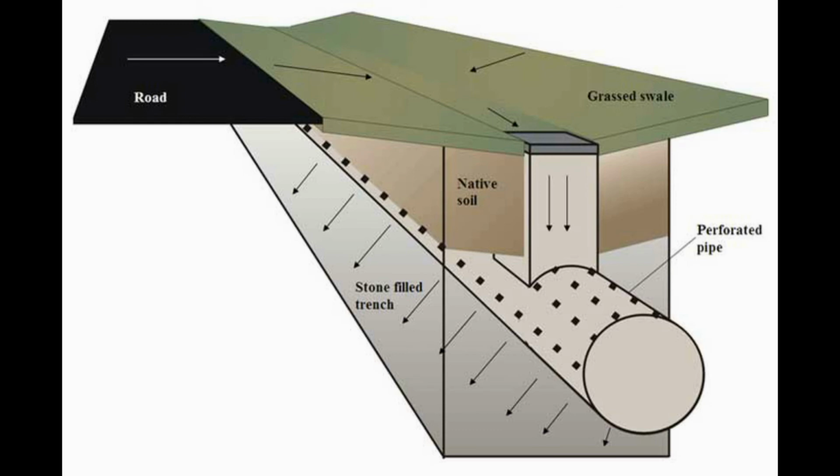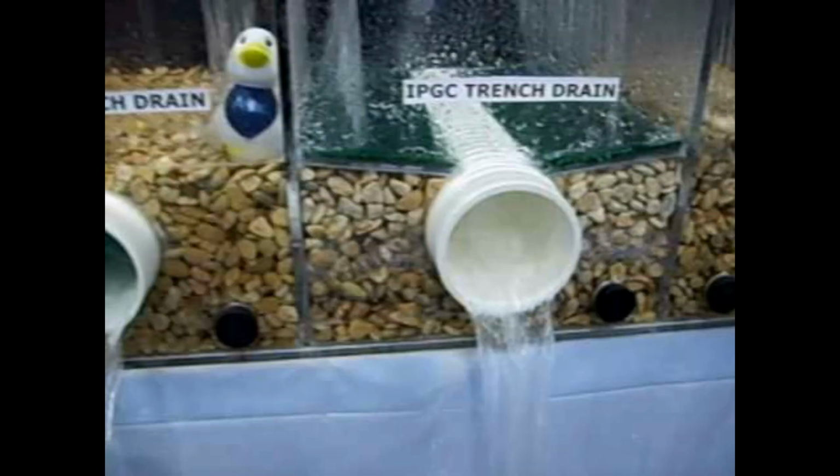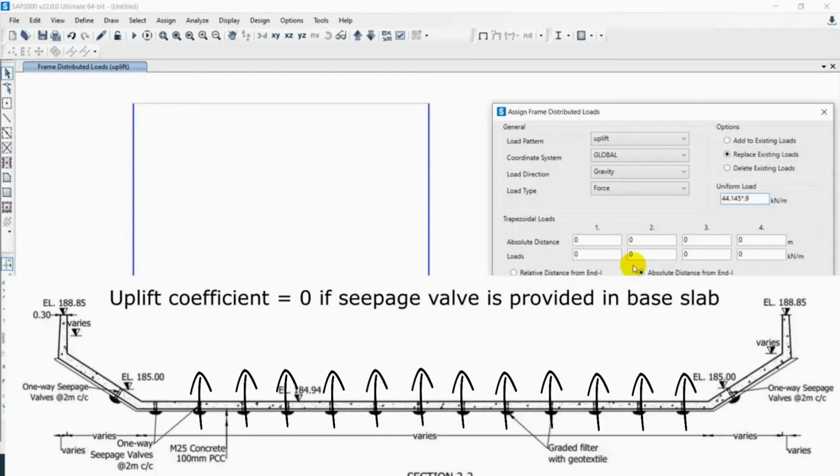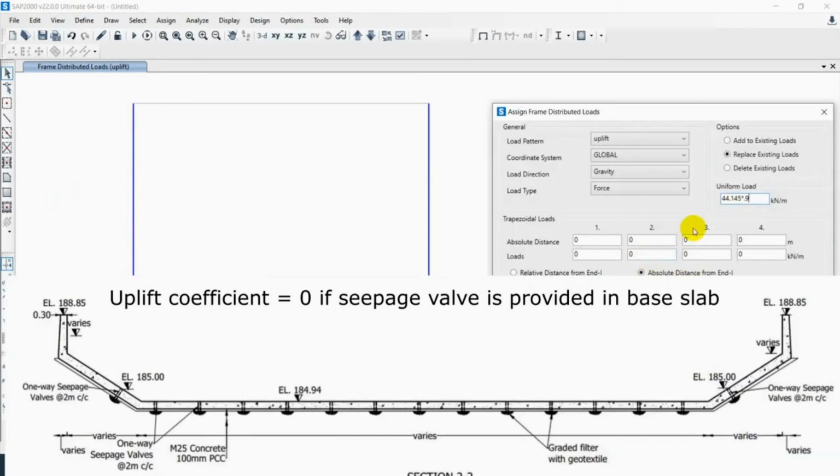And the efficiency of the drainage will depend upon the size of the drain pipe and also the surrounding, that is whether the drain pipe is surrounded by the gravel filter and wrapped with the geotextile cloth or not. In some cases, the base slab is provided with one-way seepage valve, that is also a technique to reduce the uplift pressure. So in this case, there is a one-way flow of the water, so the uplift pressure is completely released, that is we can take uplift coefficient as zero, as you can see here.